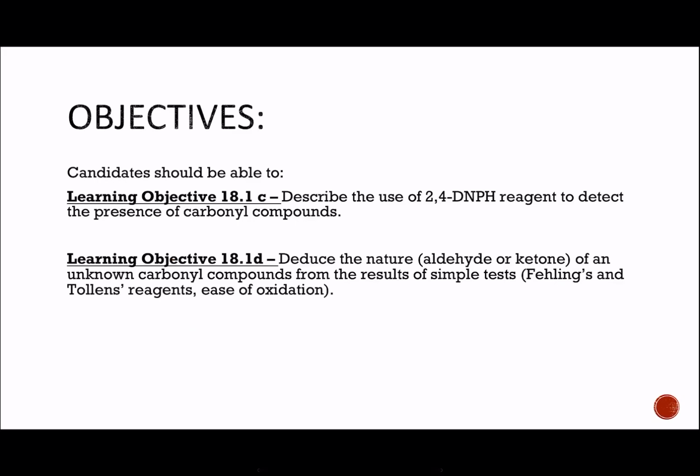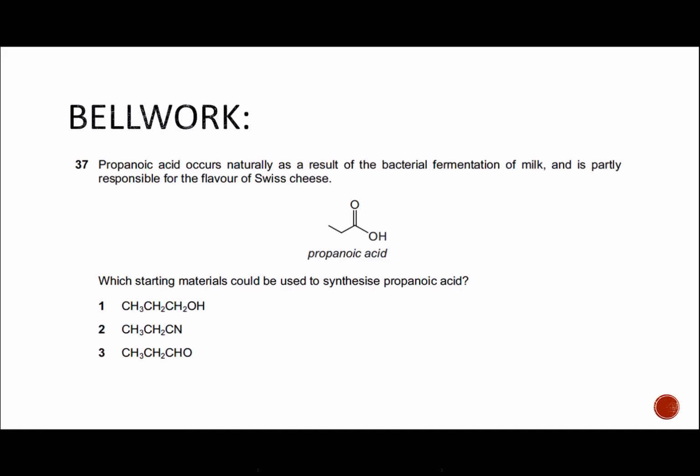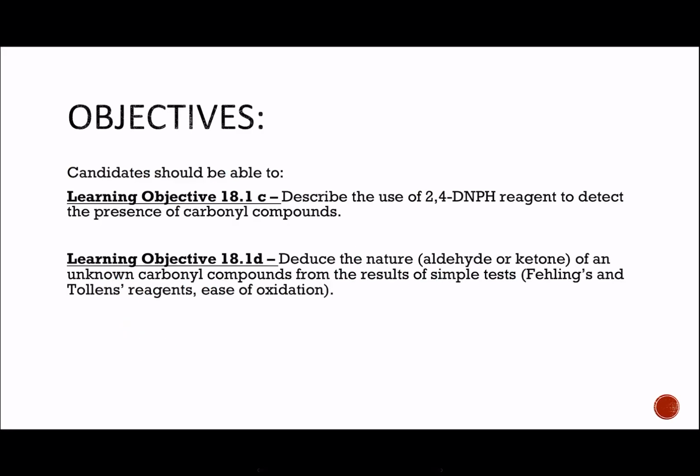Learning objective 18.1c is to describe the use of 2,4-DNPH, 2,4-dinitrophenylhydrazine reagent, that's a mouthful, to detect the presence of carbonyl compounds. And learning objective 18.1d is to deduce the nature, aldehyde or ketone, of unknown carbonyl compounds from the results of simple tests: Fehling's and Tollens' reagents, and then ease of oxidation. So simple chemical tests are adding specific reagents and looking at the color change that occurs.